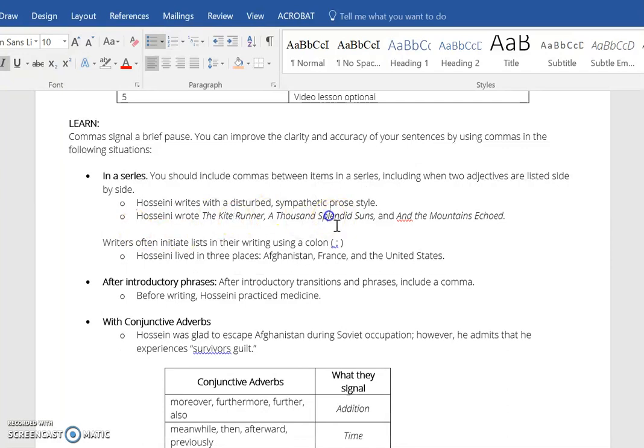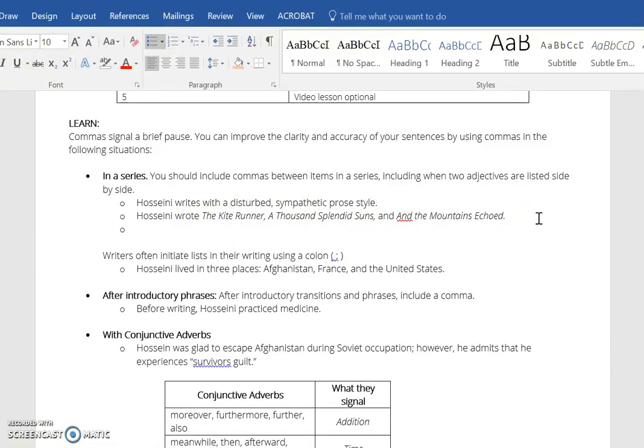So I have The Kite Runner, A Thousand Splendid Suns, and And The Mountains Echoed. These are all of Hosseini's novels, so there should be commas in between each one. Another example could be, my best friends include Lewis, Jackie, Bob, and Joe. All right, there we go. A series, need to put commas between them. Make sure you have those examples written down.